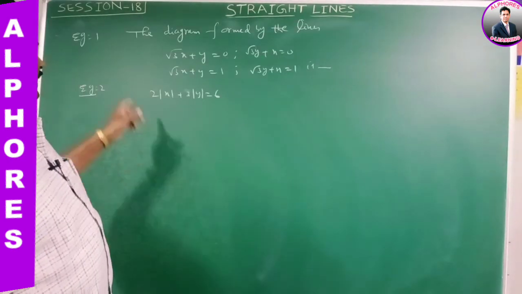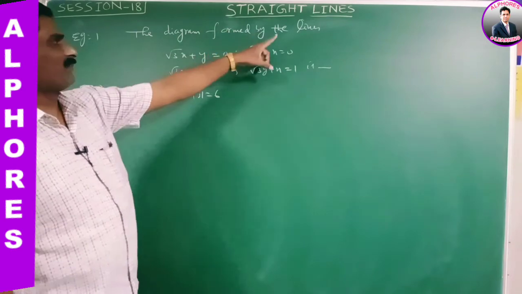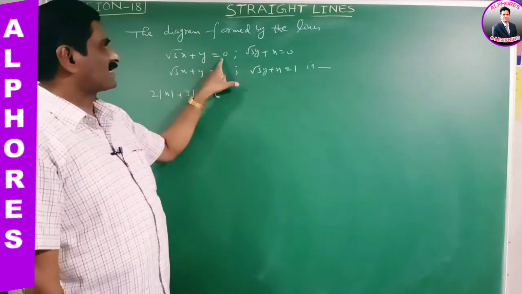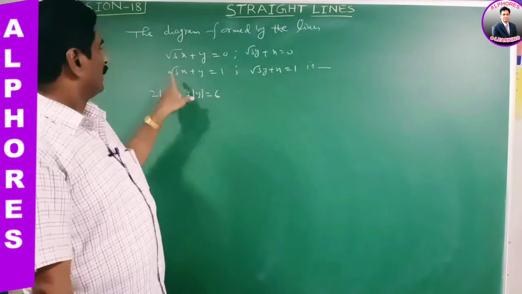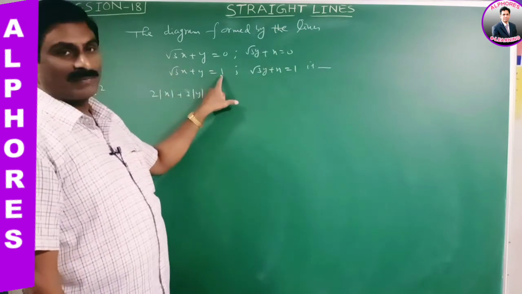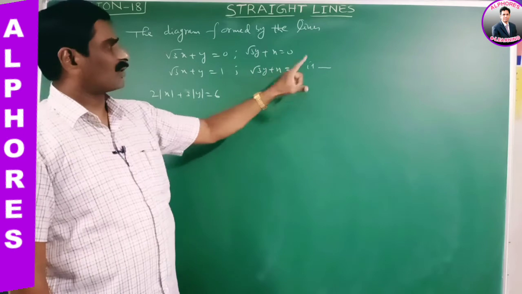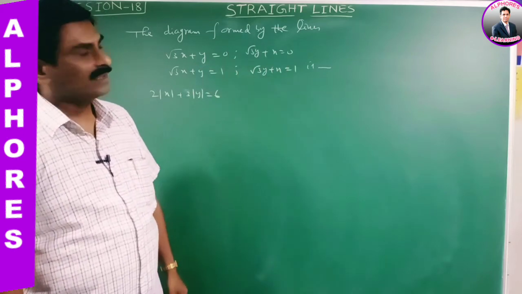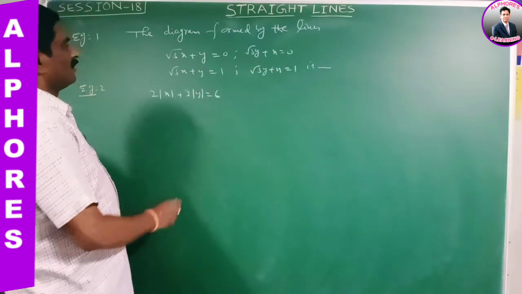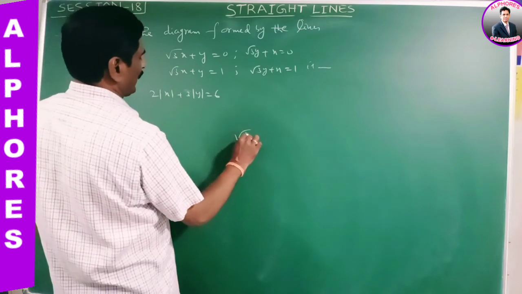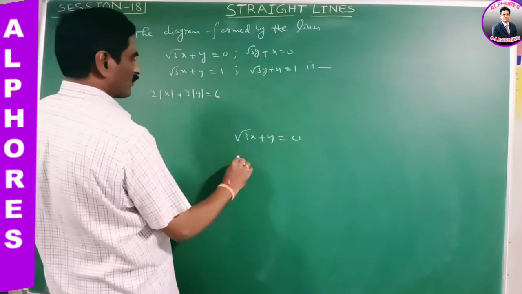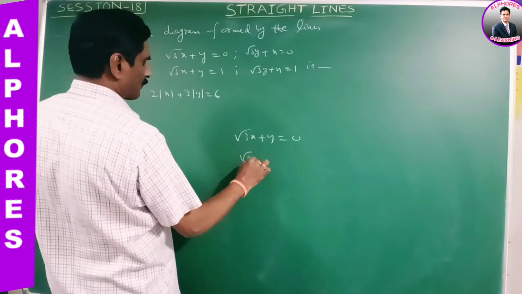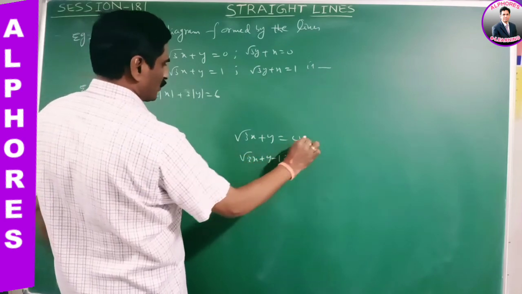Next, please write the example. The diagram formed by the lines root 3x plus y is equal to 0, root 3y plus x is equal to 0, root 3x plus y is equal to 1, root 3y plus x is equal to 1 is dash. Please observe the equations. First equation is root 3x plus y is equal to 0. Next, root 3x plus y is equal to 1 means root 3x plus y minus 1 is equal to 0.